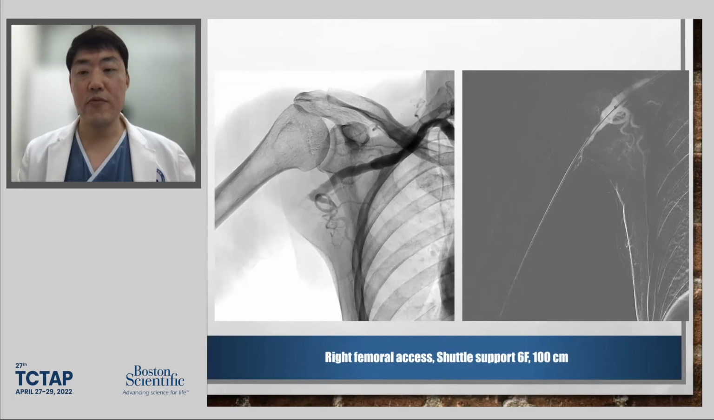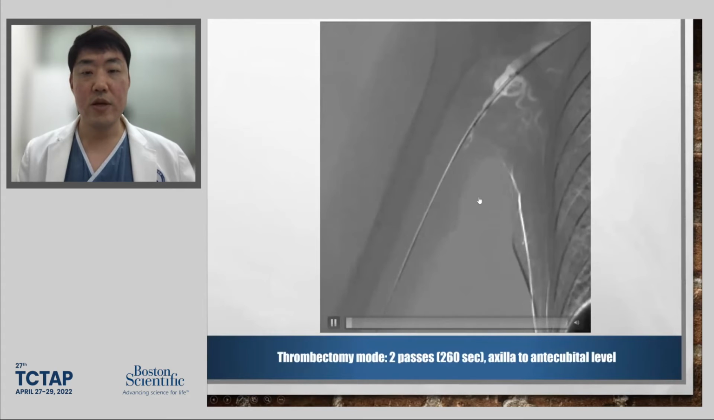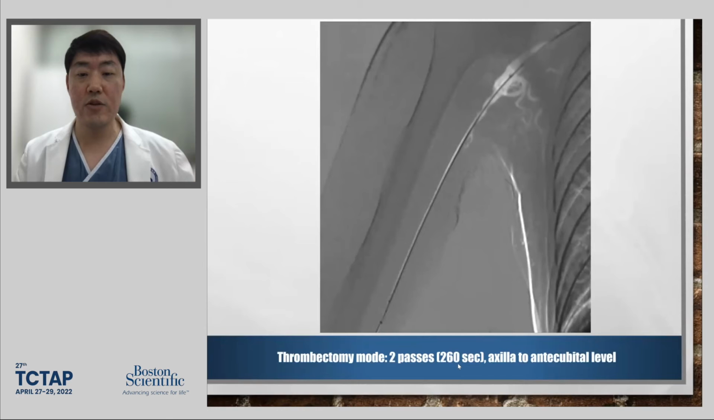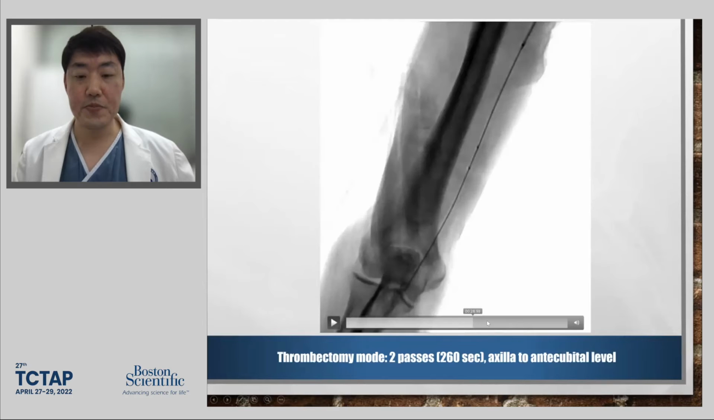So one of the advantages of the AngioJet device is that we have 120 centimeters of length, so we can reach from the common femoral artery all the way down to the antecubital region. In this case, we inserted a 100 centimeter 6 French shuttle sheath into the proximal brachial artery. And then we did a couple of runs with the AngioJet device. We did a total of 2 passes over 260 seconds, but it was a very long segment all the way down to the antecubital level. And after we did a couple of runs, so that's going all the way down to this level.